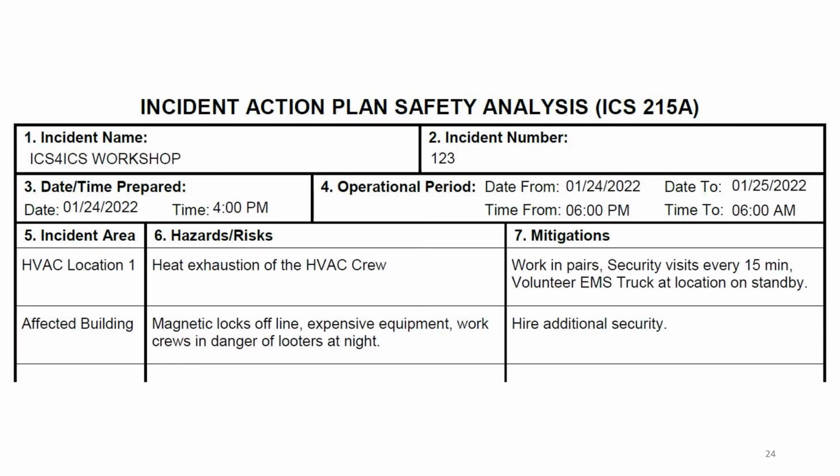At the same time, safety officer is shadowing operations section chief and prepares incident action plan safety analysis, ICS form 215A. With this form, safety officer identifies possible safety hazards and offers mitigation strategies. For example, just for this incident here, safety officer identified that at HVAC location number 1, whatever that location may be, there may be a risk of heat exhaustion for one of the HVAC crews. Safety officer suggests mitigation strategy.